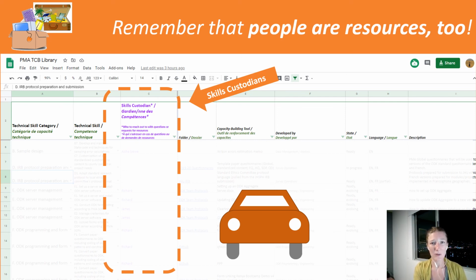Maybe you feel like you don't have access to the right resources. Maybe you feel like you don't have enough resources. Reach out to that TU skills custodian for that skill and ask them for help. Maybe they'll have a resource for you. Maybe they can help troubleshoot with you directly or look over something you've been working on and give you feedback. Maybe they can't do either, but they probably at least know someone else who can, and they can help connect you with other people who have the skills or the resources you're looking for.